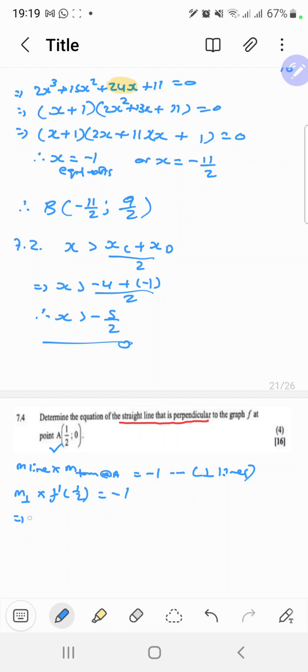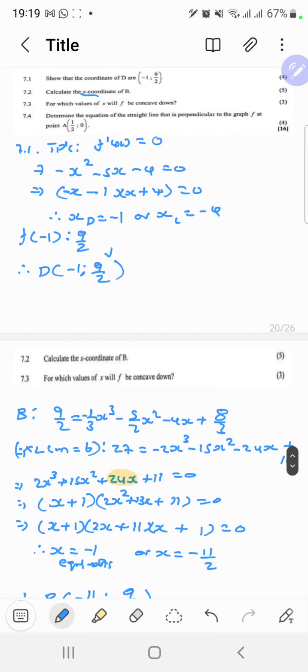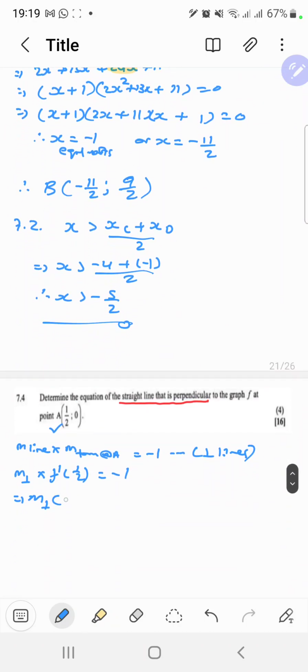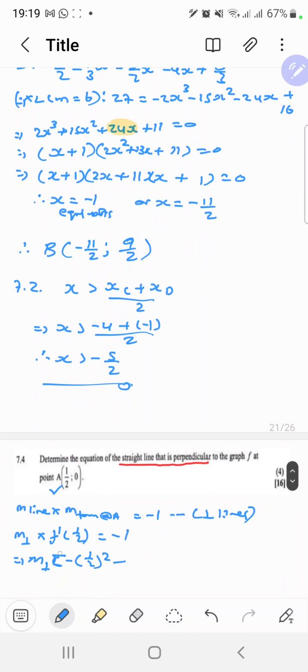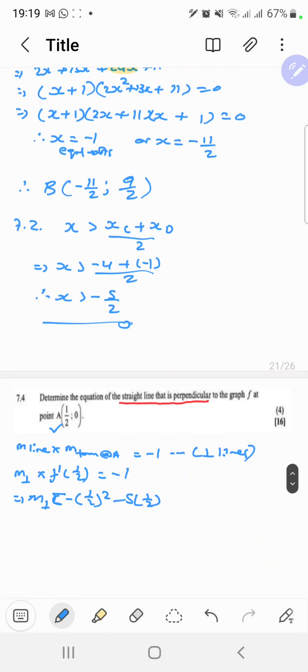Right, so it follows that the m of the perpendicular line multiplied by, let's use brackets, they're much better here. What was that derivative there? It was minus x squared. So we have minus into a half squared minus 5 into x, which is going to be something like that, and then minus 4 is equal to -1.